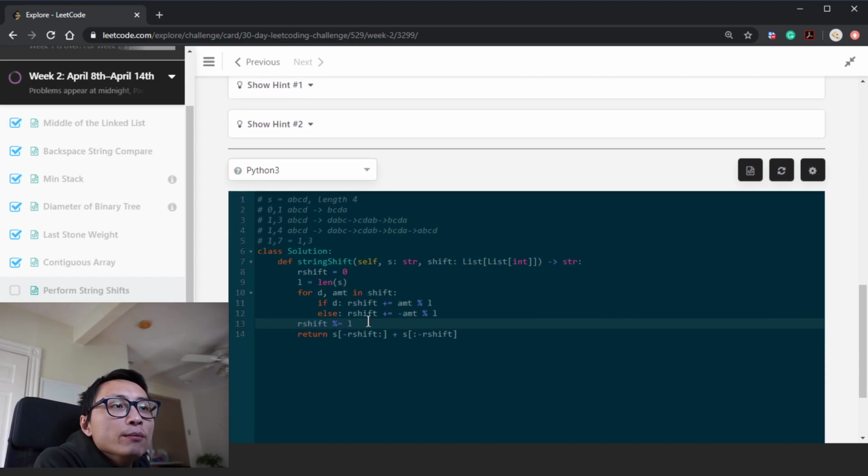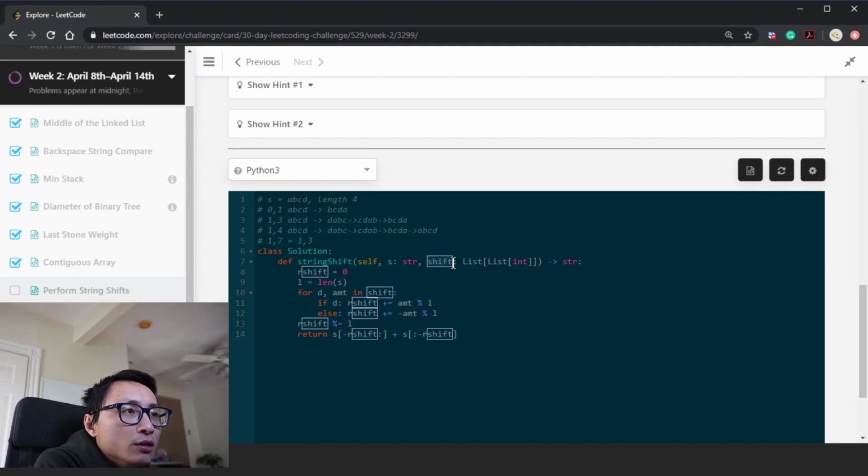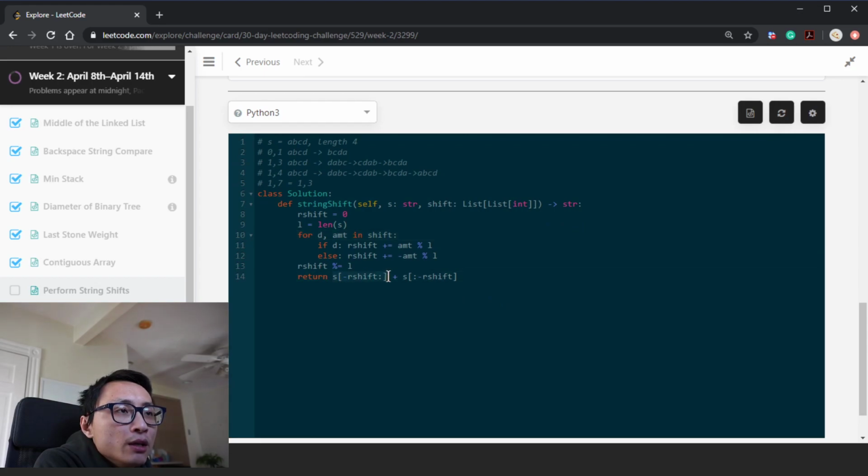The time complexity is linear in the shifts and the string added together. If we have m to be the length of the string and n to be the number of rows in the shift, it would be linear with those two added together. For the space complexity, this will create a physical copy of the string, so it will be linear with respect to the length of the string. Even with a string builder, we still have to collect all the characters, so the space is linear with respect to the input string. So that's pretty much it.